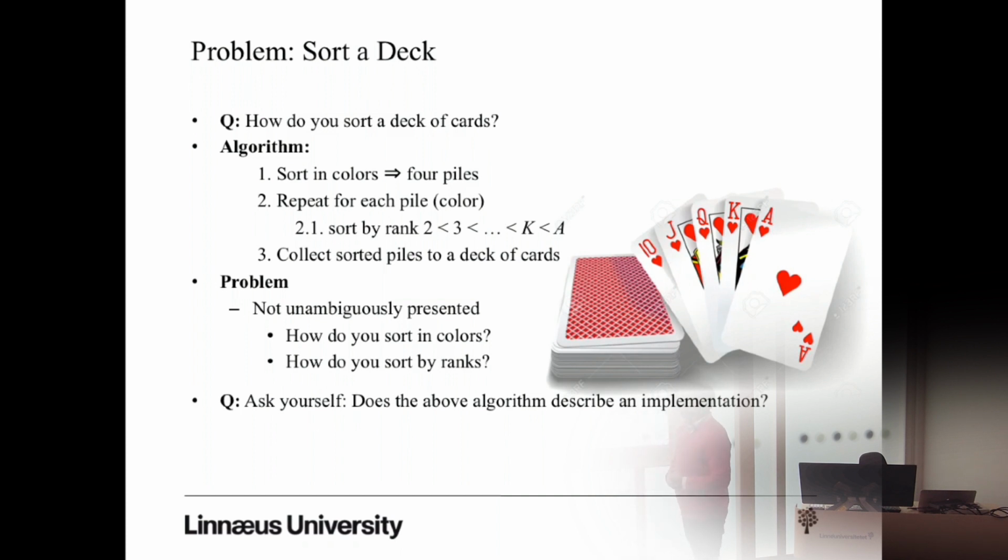However, the problem with this kind of algorithm specification is that it's not precise and unambiguous. Why? Because if you have just given the instruction like sort by colors, maybe some poor guy doesn't know how to sort. In that case, you will be confused about what it means by sorting. Okay. However, still, and also sorting by the ranks.